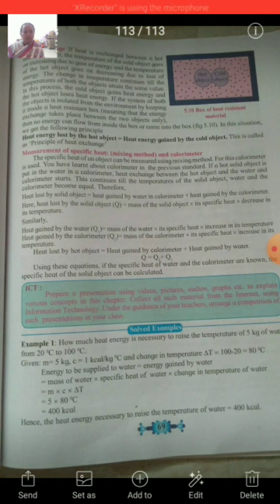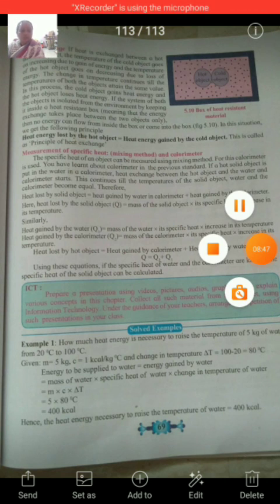Here we completed our 5th chapter, that is Heat. You have to read the whole chapter again, solve the exercise given below the chapter, and revise the chapter again. Here we will stop today.